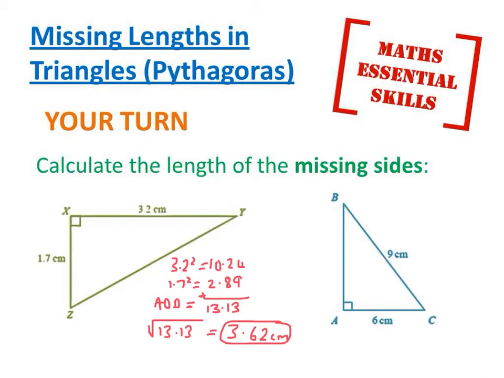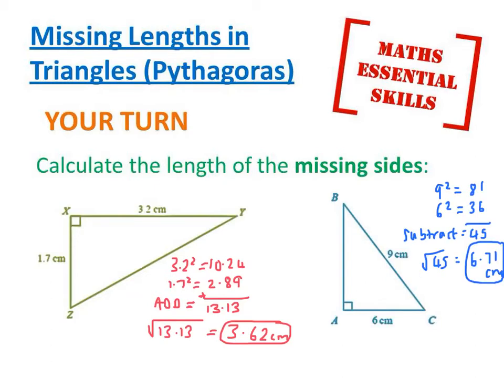Is this reasonable? Definitely. The other two lengths are less than this, so that would be a good longest side. Let's do the one on the right now. So be careful that the one on the right required you to subtract because it was a shorter side that we were working out. Square it, subtract it, root it, 6.71 centimetres. Again, this is an appropriate answer because I know it's got to be less than the longest side.